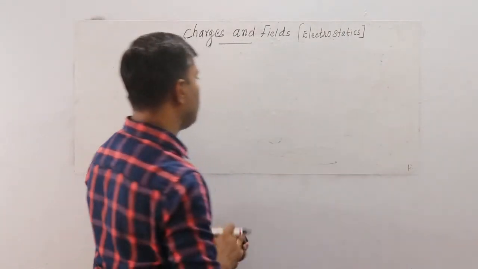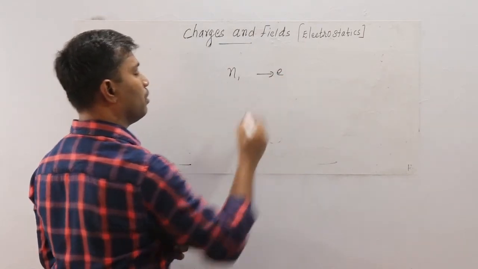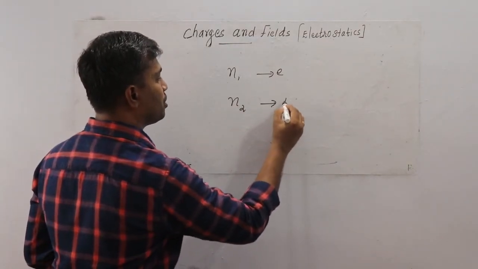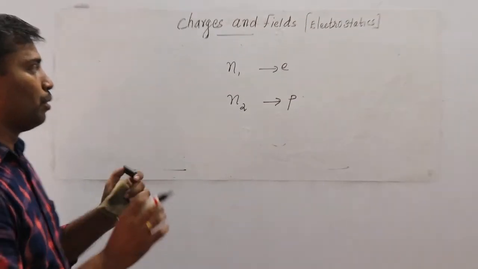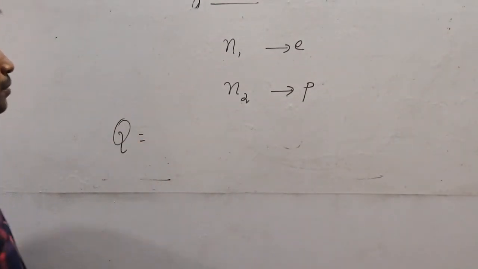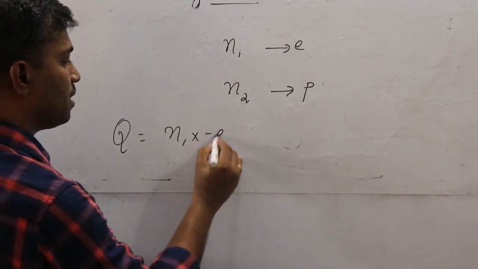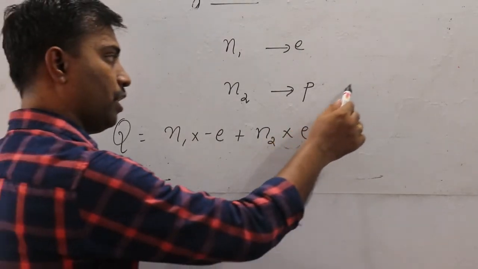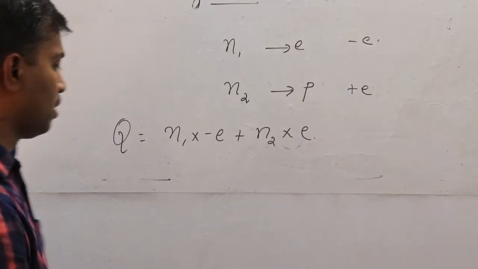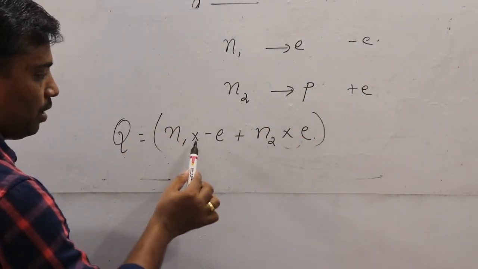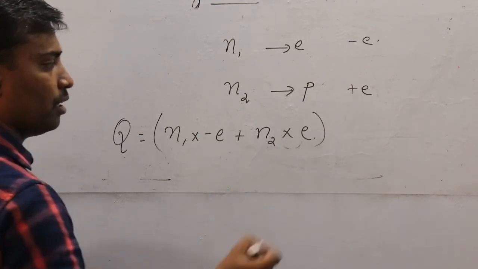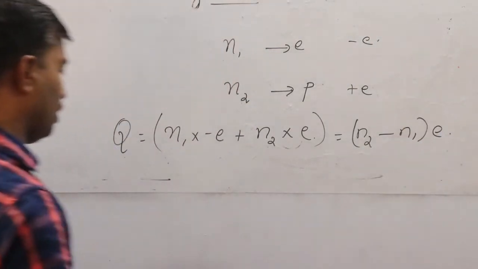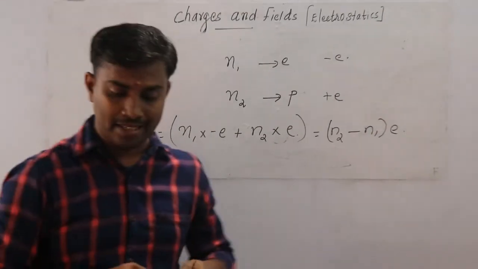Suppose a body contains N1 number of electrons and N2 number of positive charges, that is protons. So the total charge Q is equal to N1 into minus E plus N2 into E. The proton charge is taken as positive and the electron charge as negative. So we can write that Q is equal to N2 minus N1 into E. This property is known as quantization of charges.